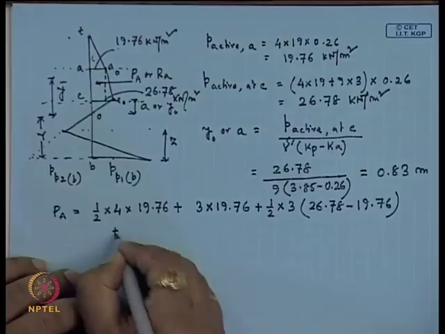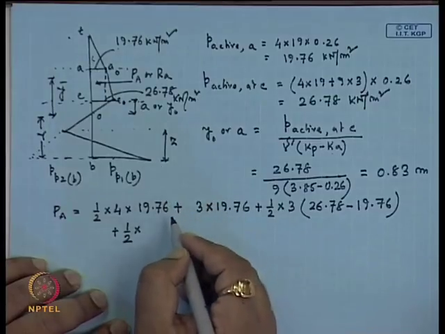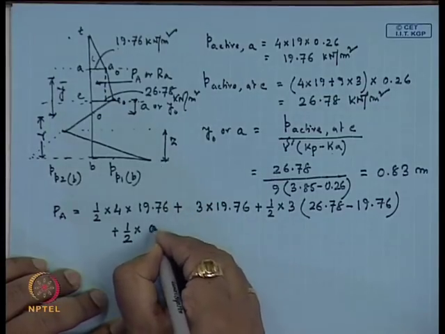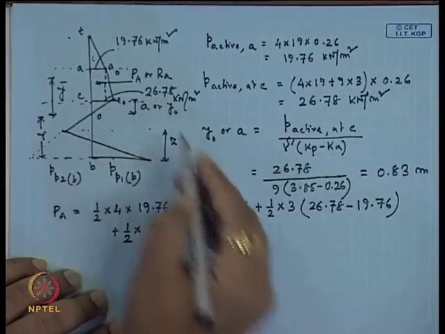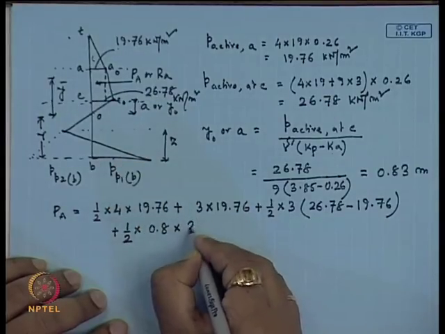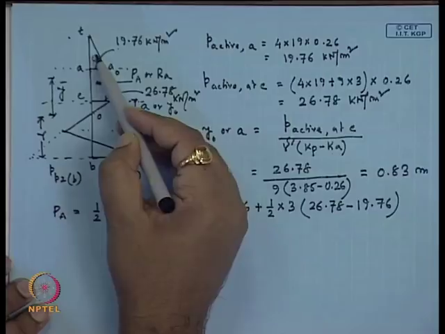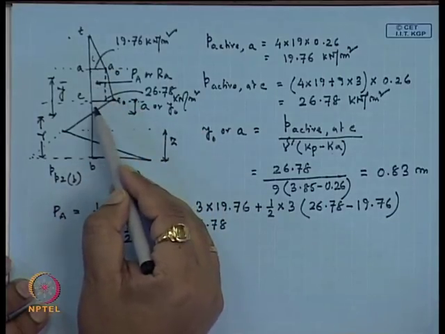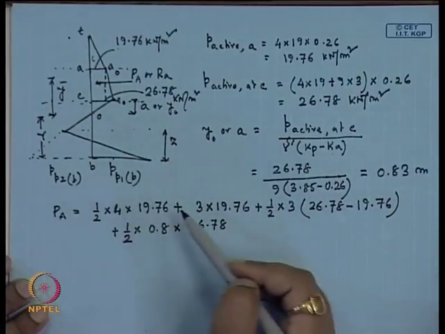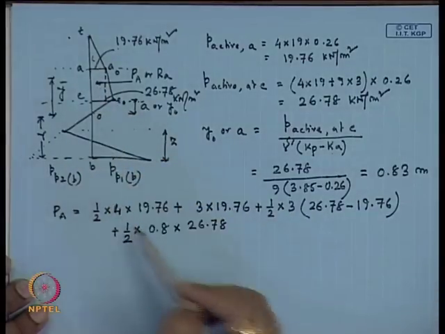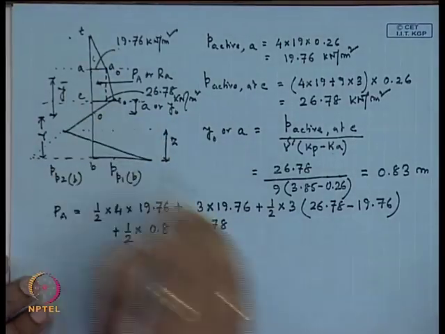So that triangle means plus half into that distance, C to O, that is 0.83, into the total stress at sea level, that is 26.78. So these are the four components of this area: first this triangle, then this rectangle, then this triangle, and then the lower triangle. The summation of the forces for these four areas will give you the total active force acting in this area.